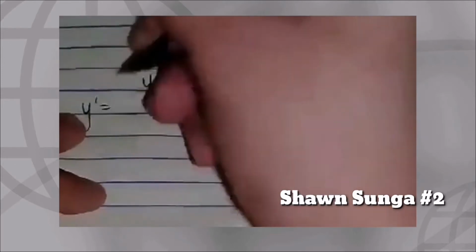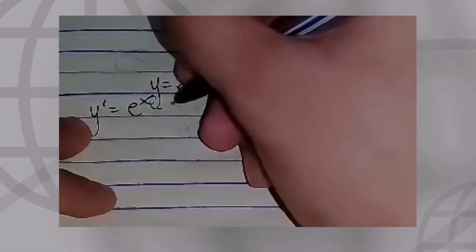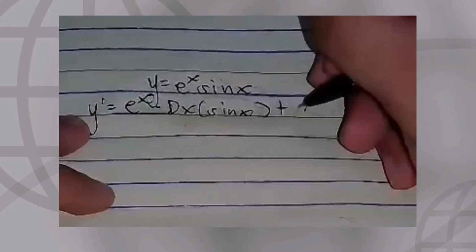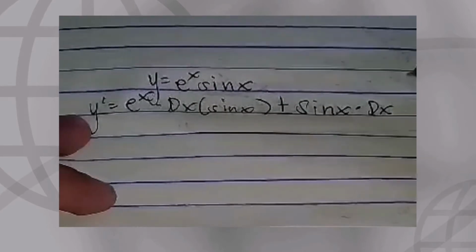So here we have another problem, which is y equals e raised to x sine x. By applying the product rule, y prime equals e raised to x times the derivative of sine x, plus sine x times the derivative of e raised to x. Then bring down the e raised to x.